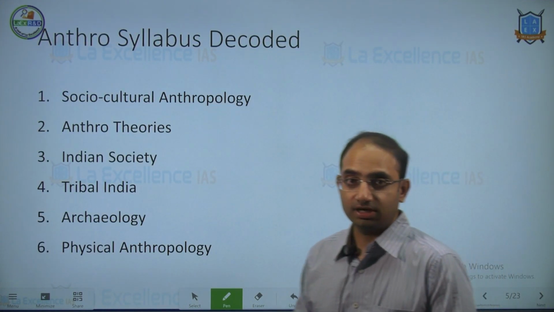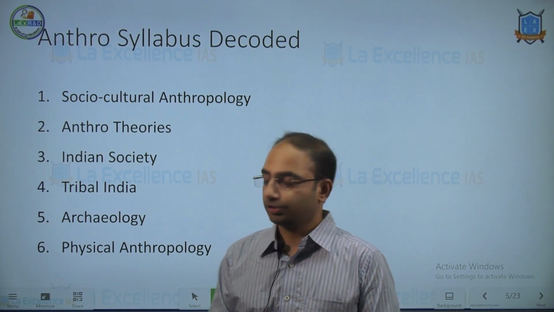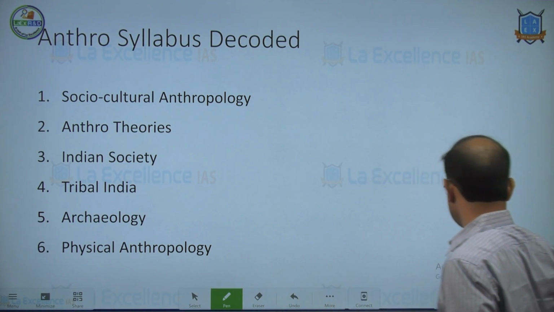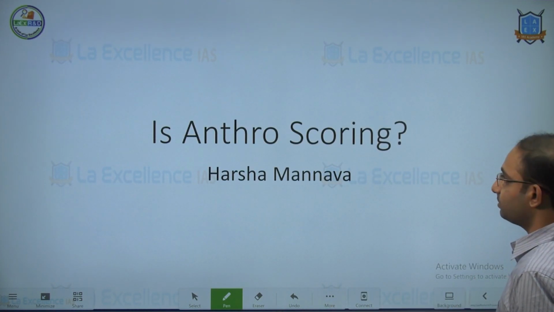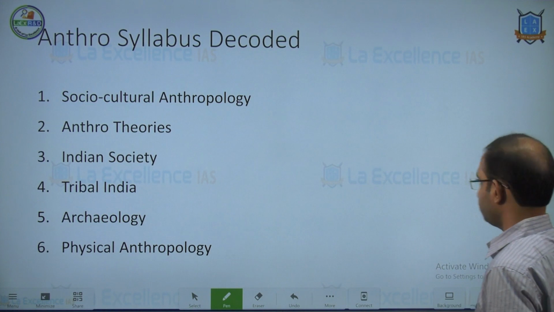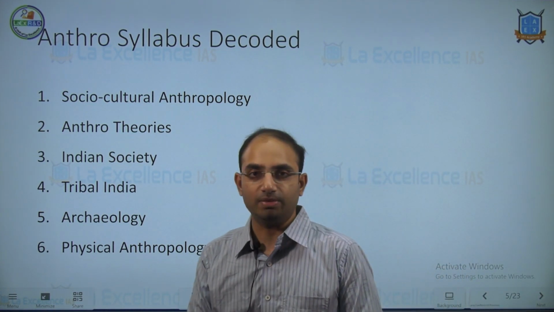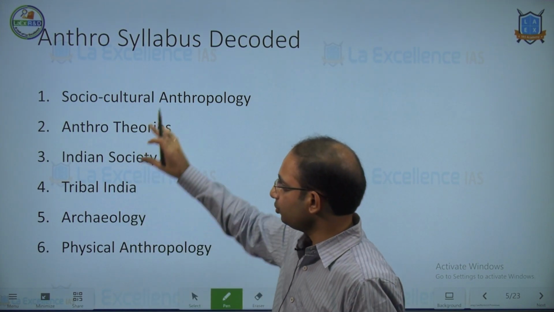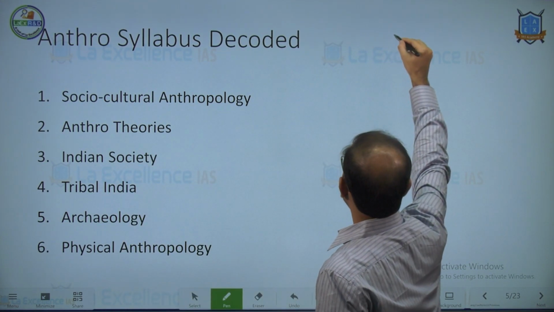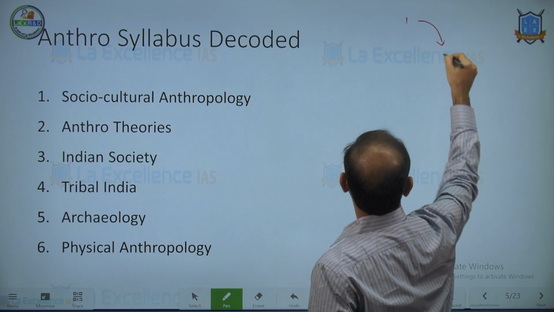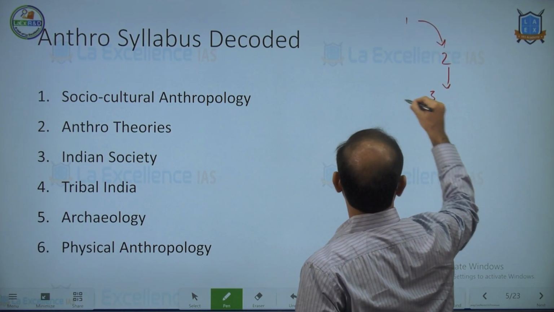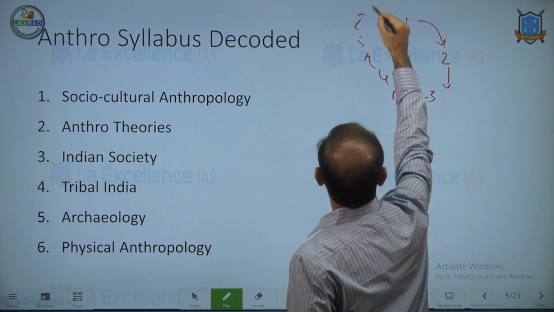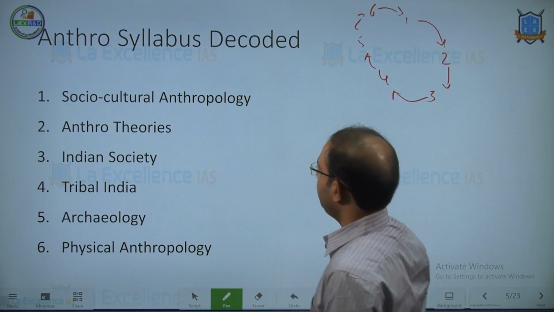Now in my courses here in La Excellence, in my anthropology courses, I organize the entire syllabus into 6 broad modules so that the syllabus can be easily handled by students. So these are the 6 modules that I handle in the subject, and each module is independent of the other, and we do the modules in a cyclical manner like 2, 3, 4, 5, 6 and 1. This is how we take the modules.